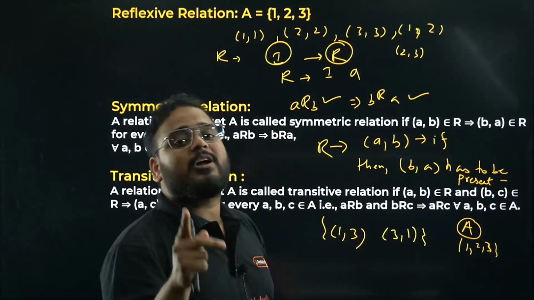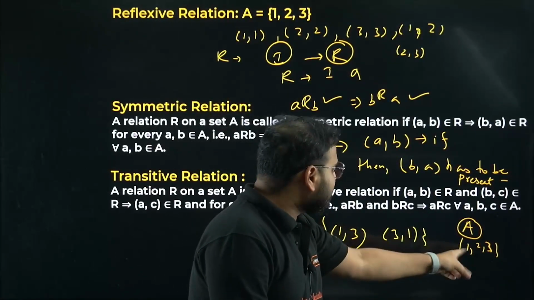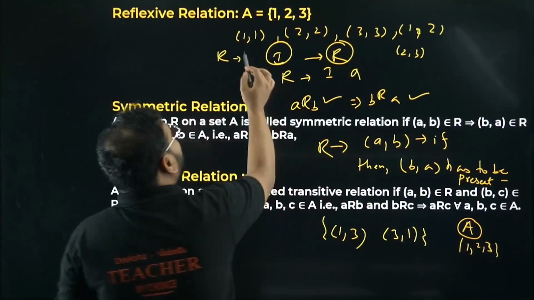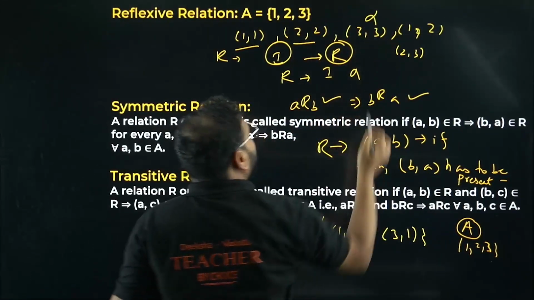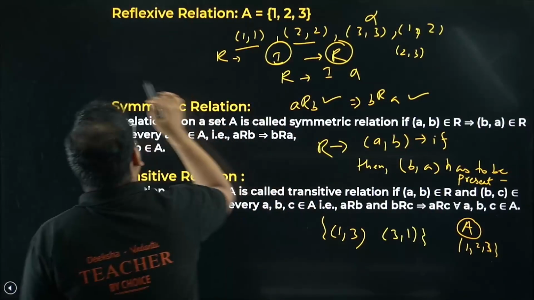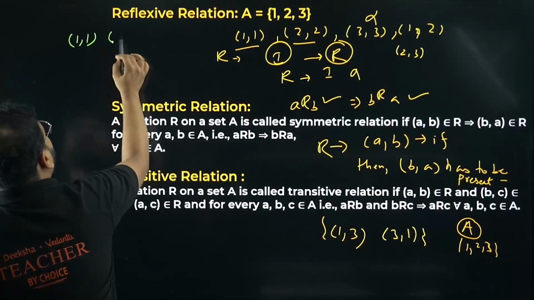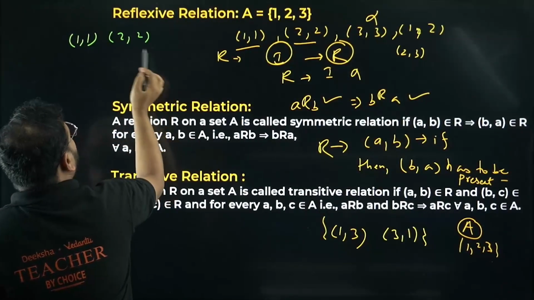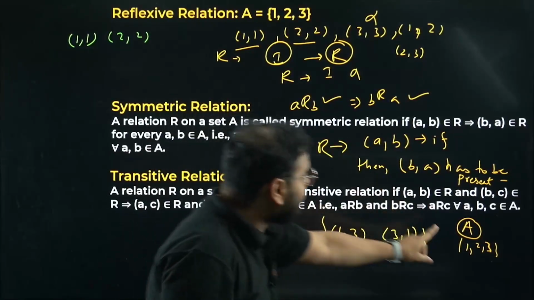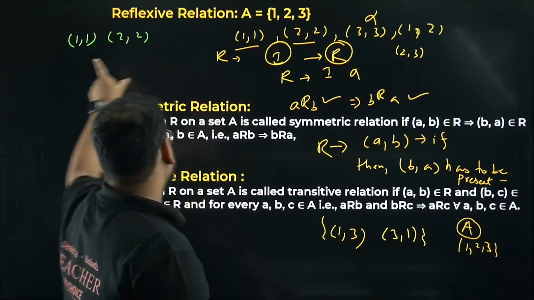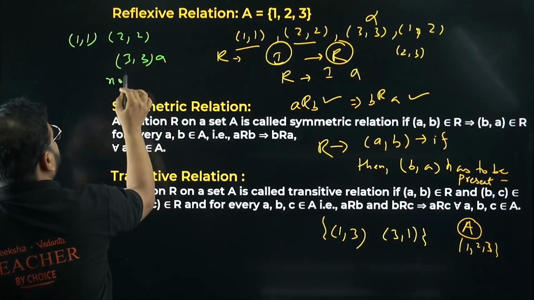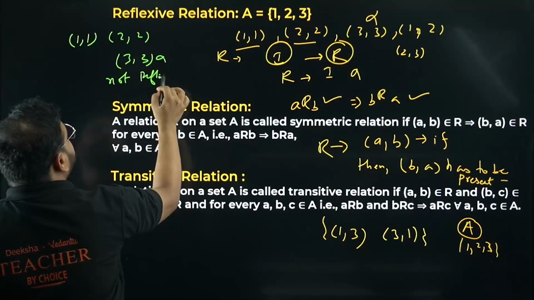Is that clear? That's the doubt of all the students. Sir, 1, 3 is there, 3, 1 is there, but 2, 3 and 3, 2 is not there. That's also very important to know. Let's say I am defining like this: 1, 1 is there, 2, 2 is there, but we don't have 3, 3. Is it reflexive, sir? Not reflexive. In reflexive, all elements should be defined with itself. If 3, 3 is not there, bacha, then I can't say reflexive.